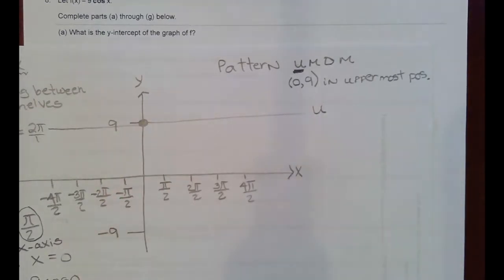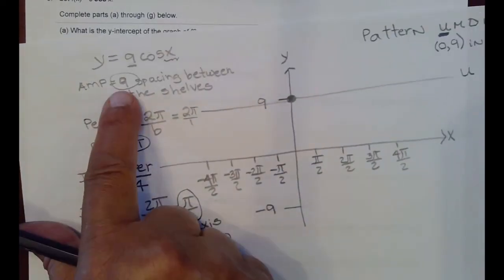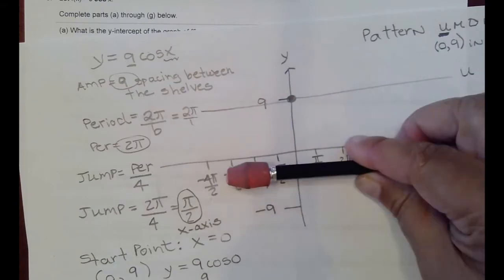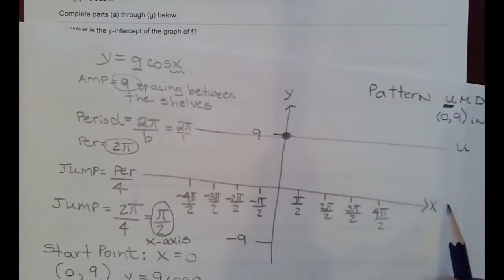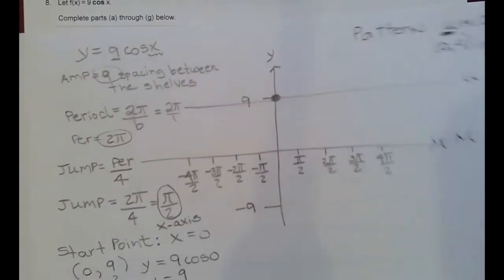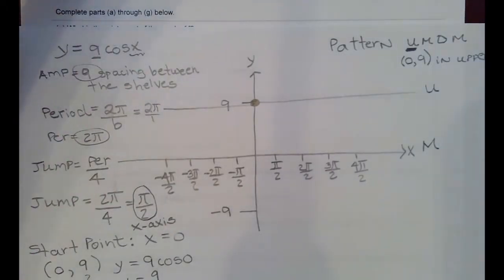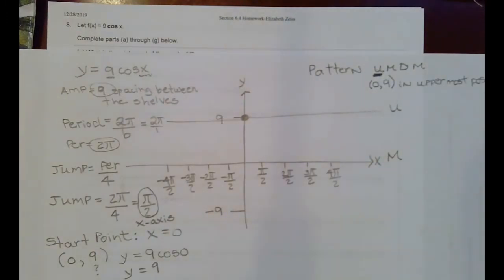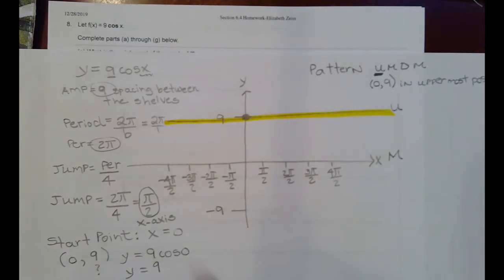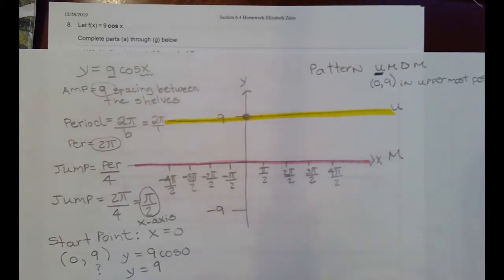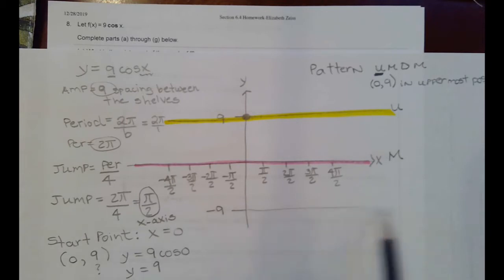So let me see if I can make this a little bit smaller so you can see more of it. Okay, so this will be my upper shelf. And then this will be my middle shelf. You don't have to put it in colors. And then 9 spaces down from that, you're at the downward shelf, or in other words, the lowest shelf. Okay, so there's 3 levels that you're going to be hitting. As you're plotting points, you are not to go above the upper shelf, and you are not to go below the downward shelf.